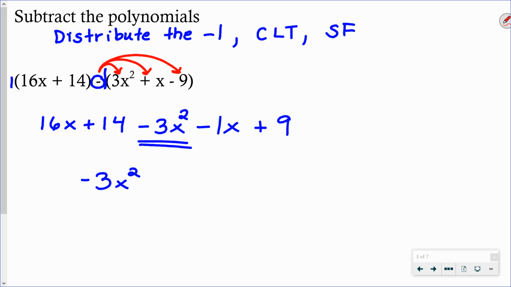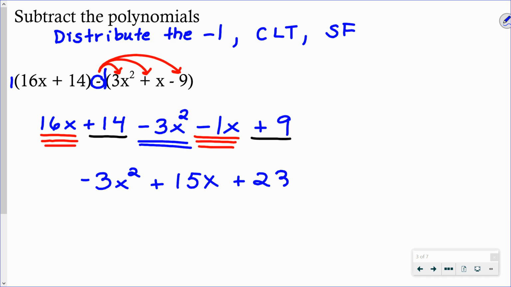Next, I'm going to look for the term with a degree of 1. So I see here I've got a 16x and a negative 1x. So I put those together and I get 15x. And then we end with our constants. And 14 plus 9 gives us a positive 23. And notice I was just smart about combining like terms so that I automatically had my answer in standard form, just a little bit less work. So those are the only two examples in the notes.